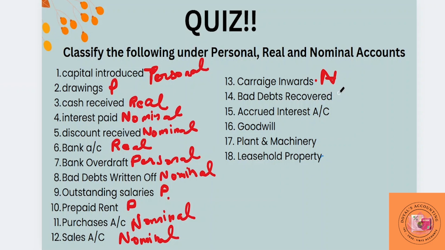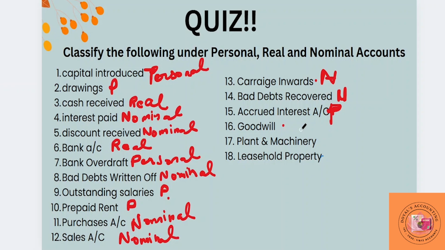Bad debts recovered. Now the bad debt that we thought we weren't going to receive has been paid. That means it is a gain for our company, and all gains, losses, expenses, and revenues are classified as nominal account. Accrued interest. Interest which has been earned but not yet received. That is called accrued interest. This will be classified as a personal account because it represents the bank and we are yet to receive it. Had we received it, had it been interest received, it would have then been classified as a nominal account.